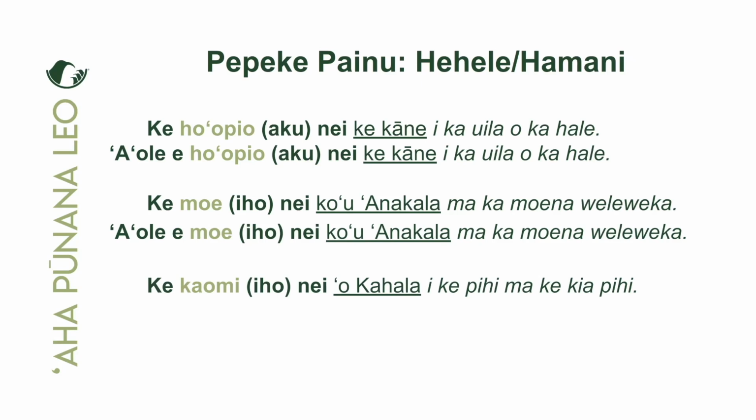Ke kaumi iho nei ʻo Kahala i ke pihi ma ke kīpihi. All right. So kaumi is our action word. You can see it's in green. Iho is the hunekuhi that we would use because it's in a downward direction. Ke nei is the pepeke that we're learning with the māka painu to mark and indicate that something is happening right now at this moment. Who is the person? Who is the actor of this pepeke? ʻO Kahala, a person named Kahala, is doing the action of pressing something. Yeah, to kaumi is to press something.